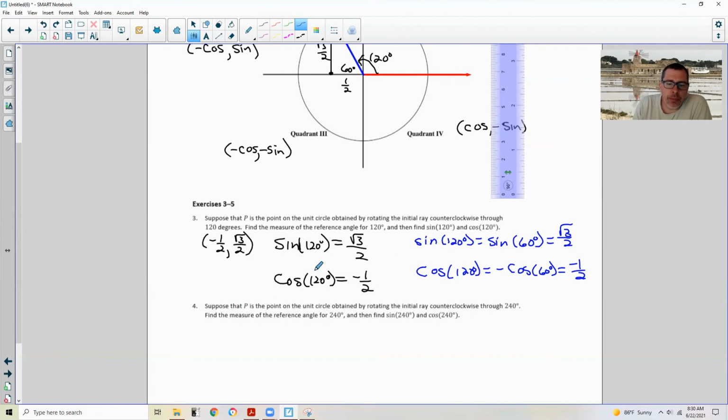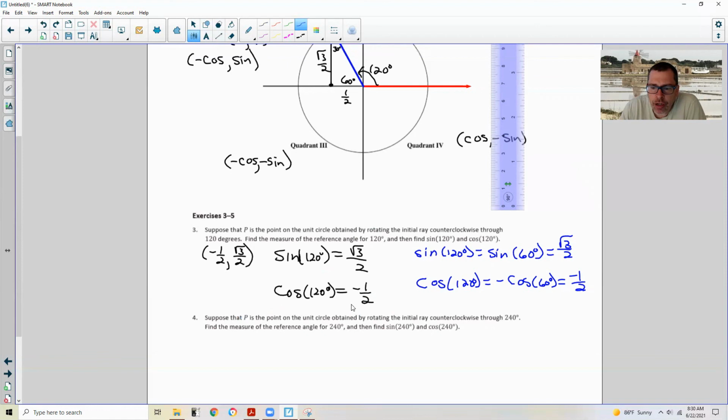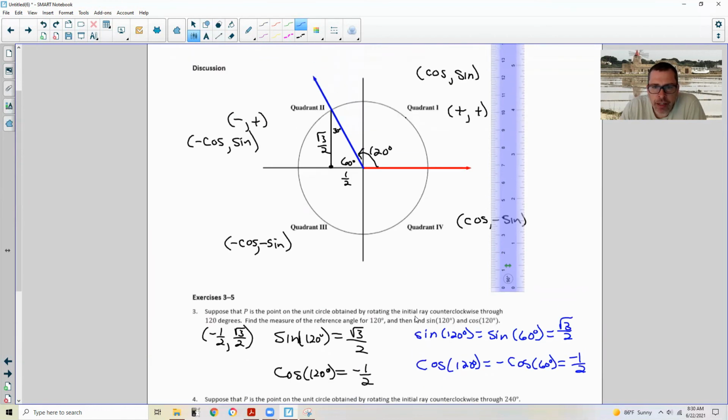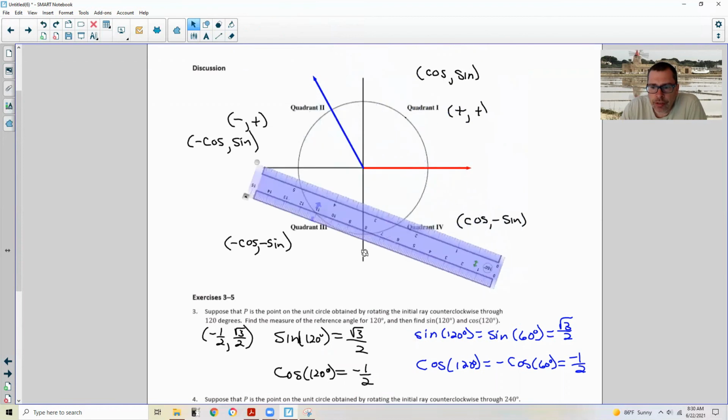Number 4 says, suppose that P is a point on the unit circle obtained by rotating the initial ray counterclockwise through 240. Find the measure of the reference angle and then find the sine and cosine of those angles. So hopefully this is getting a little bit routine for you, getting easier. So I'm going to erase all of this. I'm going to take my ruler and I'm going to rotate it 240 degrees.